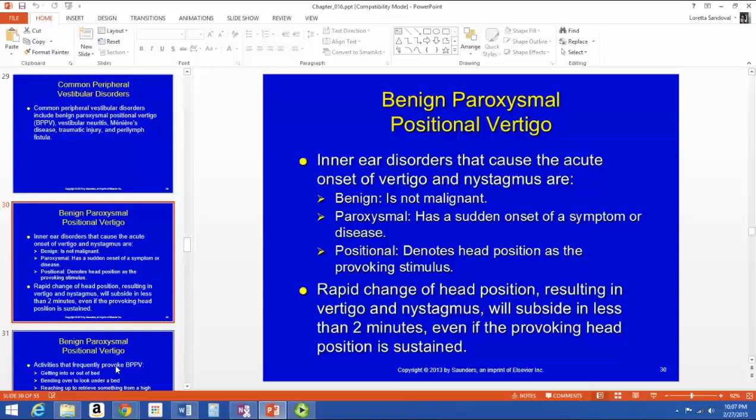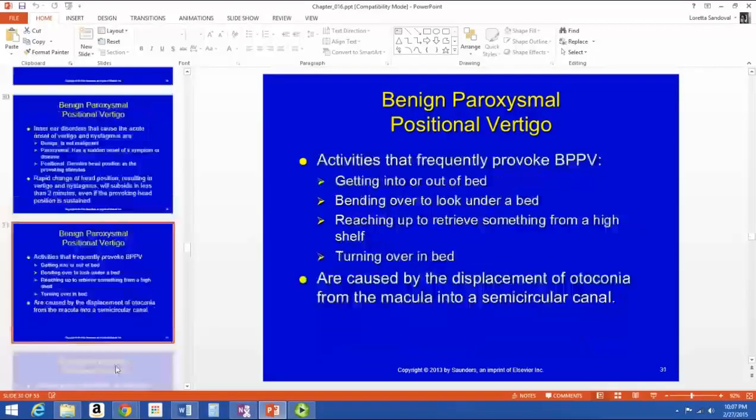It's benign, which means it's not malignant. Paroxysmal, sudden onset. Positional, head position is the provoking stimulus. So that's where the name comes from. A rapid change in head position will result in vertigo and nystagmus, and it'll subside in less than 2 minutes, even if you keep in the provoking head position. So that's the nice thing about it, it comes on and then it subsides within 2 minutes. So it's not vertigo that sticks with you forever.